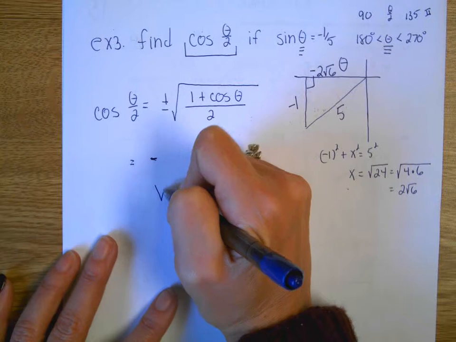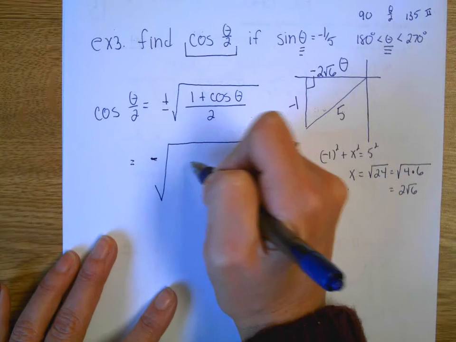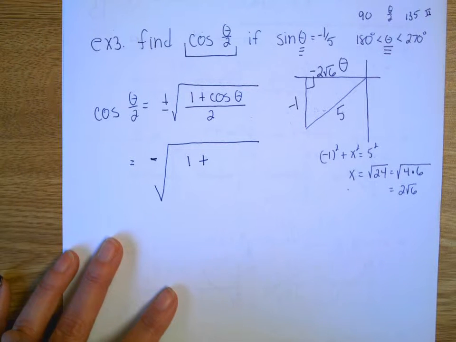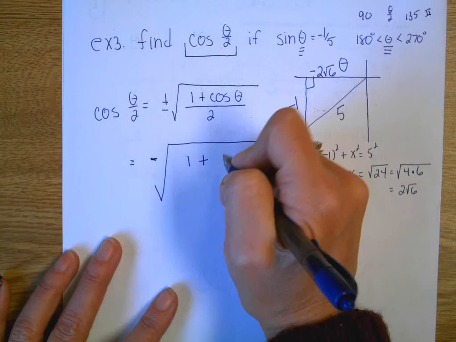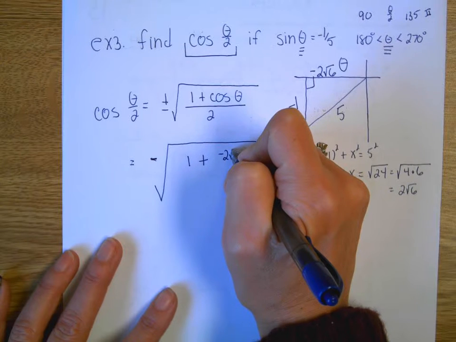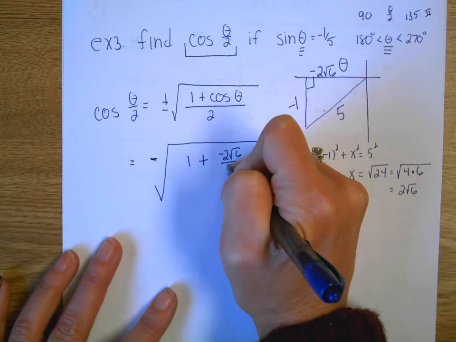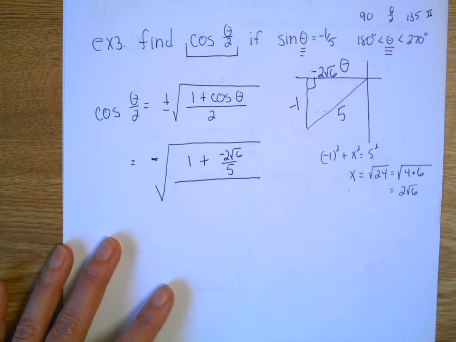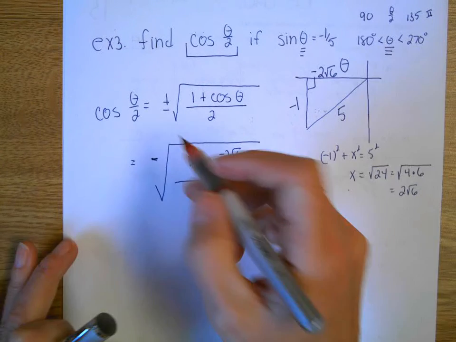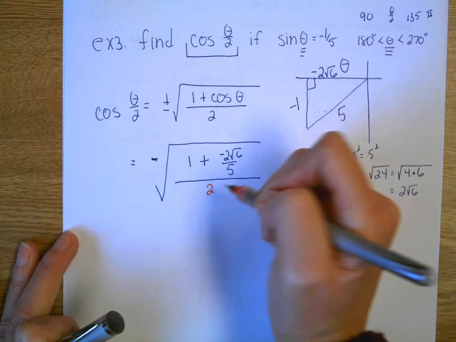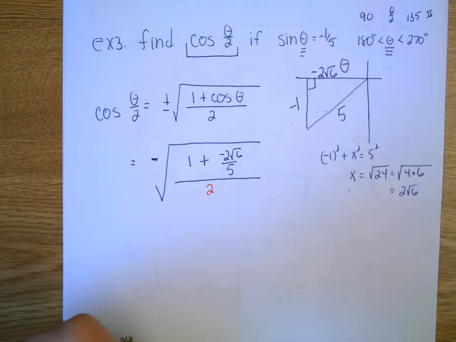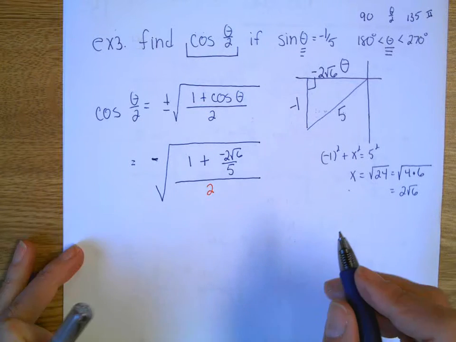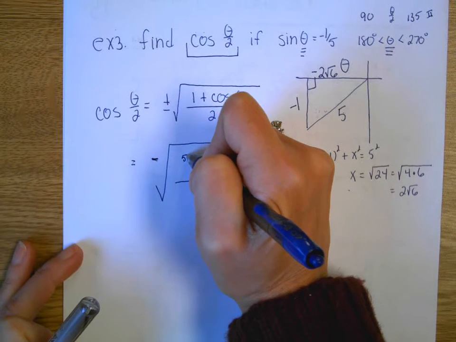Negative square root of 1 plus, tell me what the cosine of theta is. Negative 2 square root of 6 over 5. Then that's all divided by 2. Okay. I'd like to make the 1 a fraction so that I can add fractions in the next line. What do you want to turn 1 into? 5 over 5.